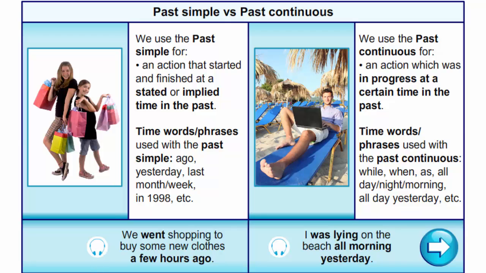We use the past continuous for an action which was in progress at a certain time in the past, and time words and phrases used with the past continuous are while, when, as, all day, night, morning, all day yesterday, and etc. I was lying on the beach all morning yesterday.